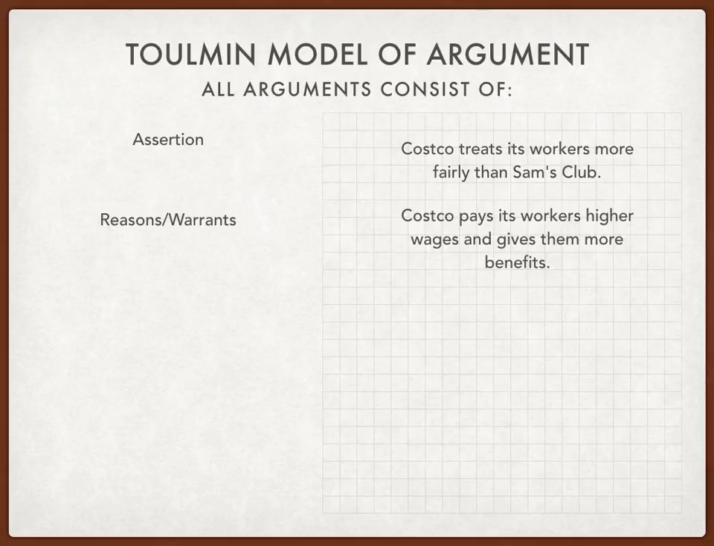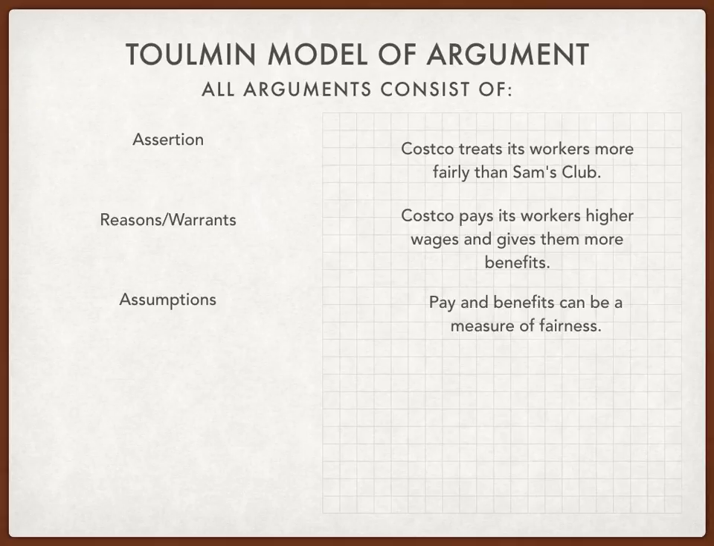The second part, Toulmin called the warrants, or the reasons. Costco pays its workers higher wages and gives them more benefits, is the reason that you assert that Costco treats its workers more fairly than Sam's Club.